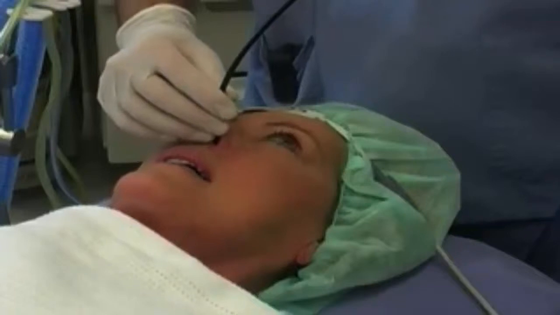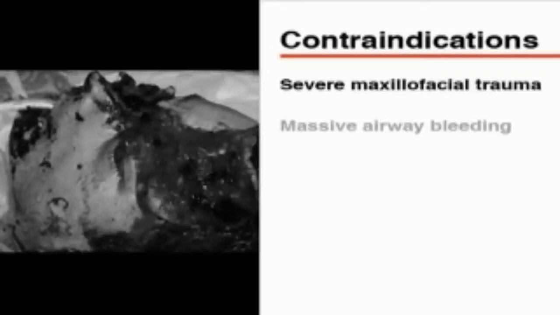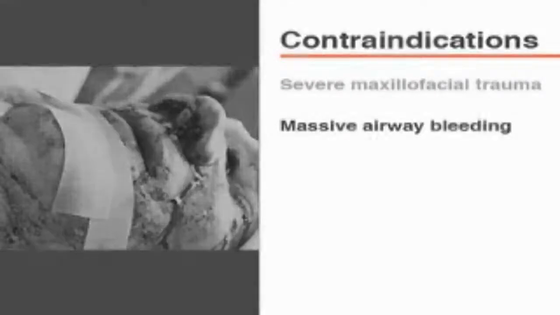Nasal fiberoptic intubation should be avoided in patients with severe maxillofacial trauma, since the fiberscope or the tube may inadvertently enter the brain. Massive airway bleeding is a relative contraindication to fiberoptic intubation and should only be used by experienced anesthesiologists.